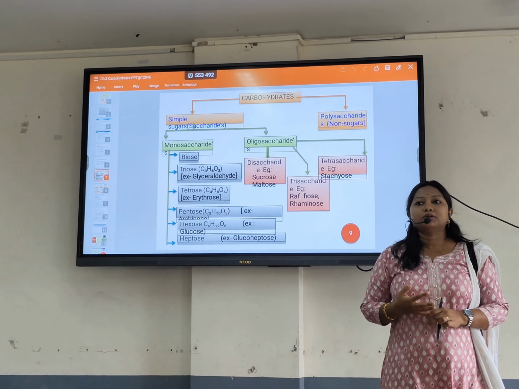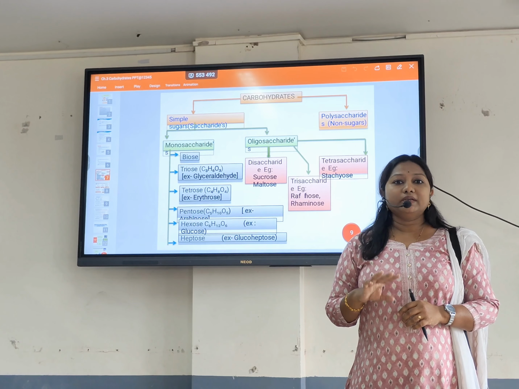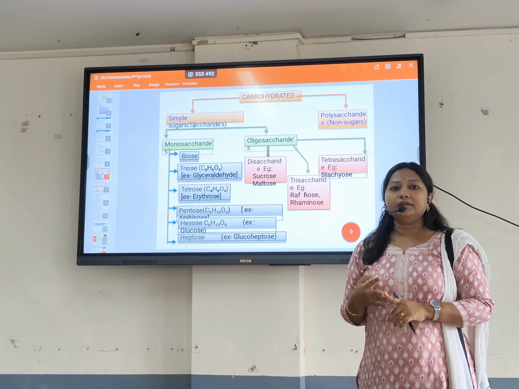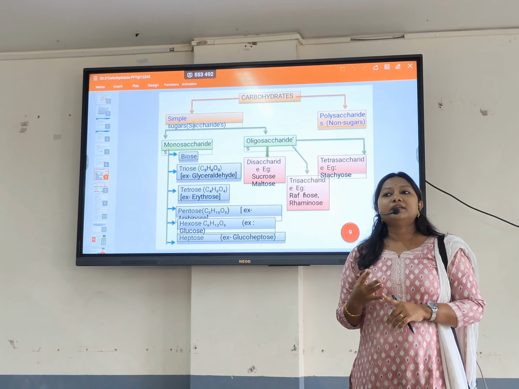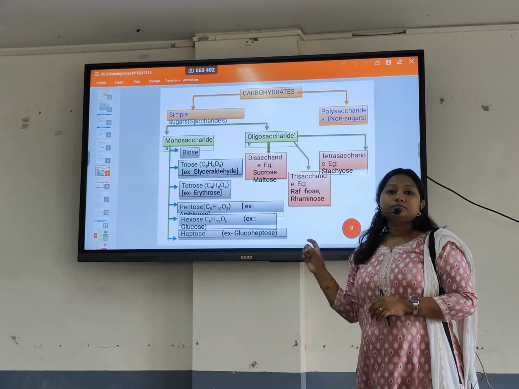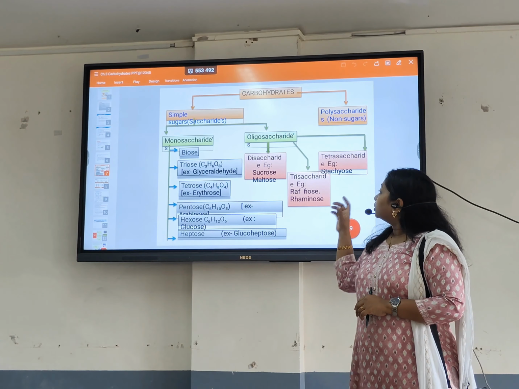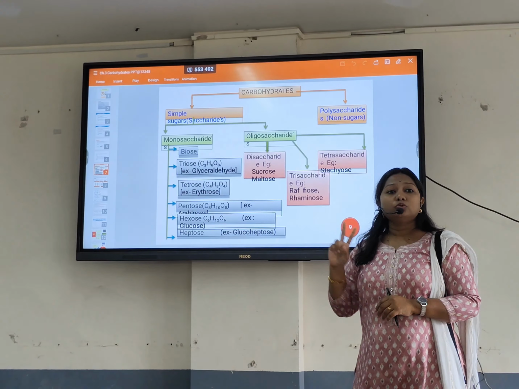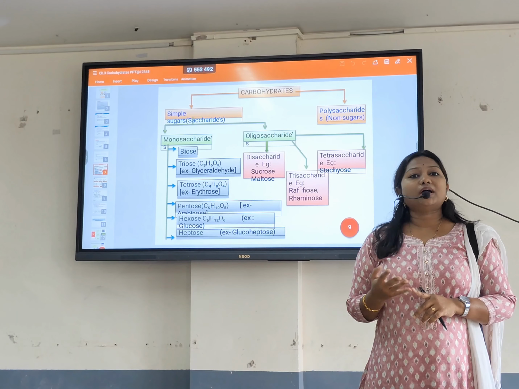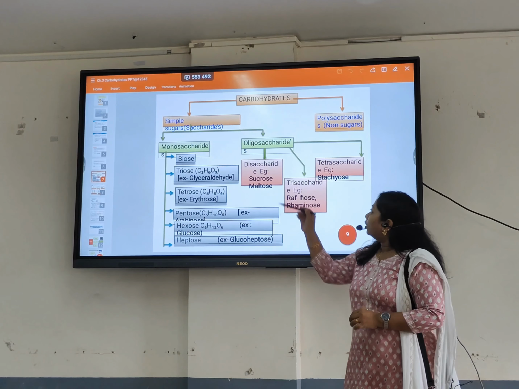So this is the classification of carbohydrates. Carbohydrates mainly classify into three classes, that is monosaccharide, oligosaccharide and polysaccharide. Monosaccharide means which contains a single unit. Examples of monosaccharide are glucose and fructose. Carbohydrates are basically classified into two main classes, that is simple sugars and non-sugars. Simple sugars are again classified into two classes, monosaccharide and oligosaccharide.